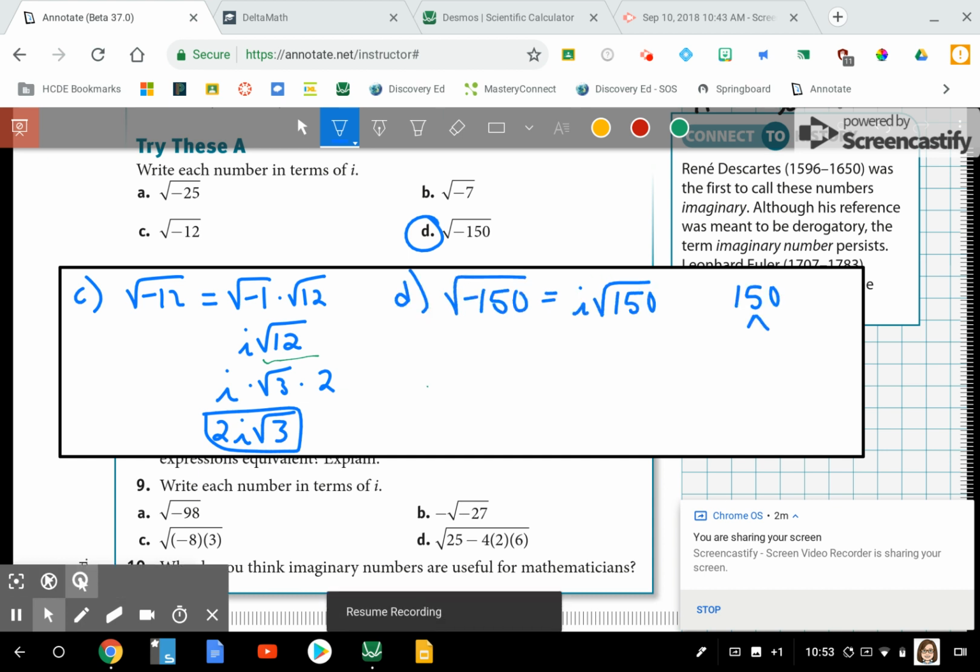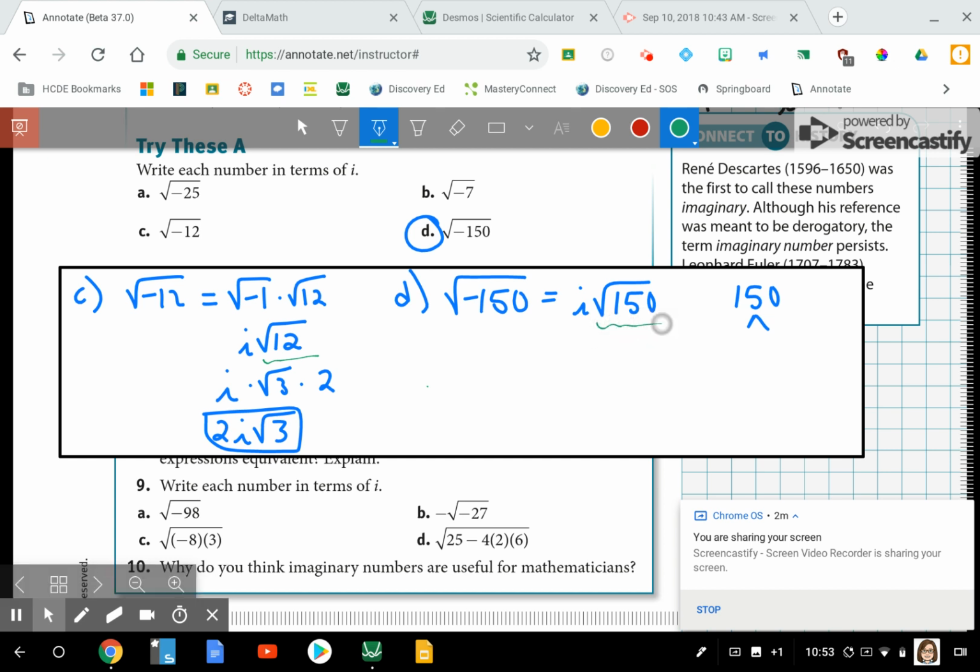So on part D, we know it's going to have an imaginary, so it's i square root of 150. I want you to now simplify this square root of 150. List the factors, and then write the final answer.